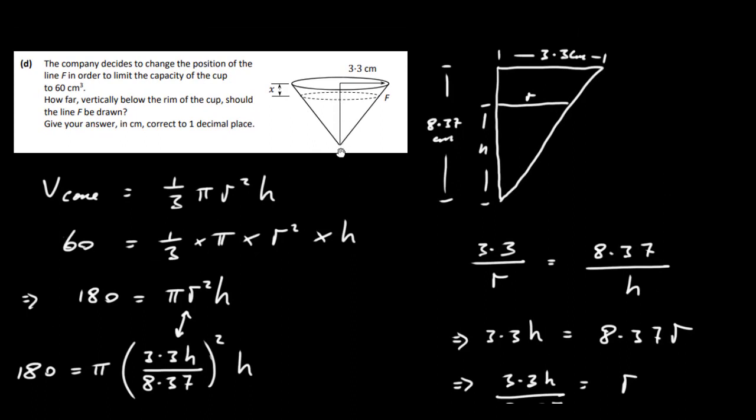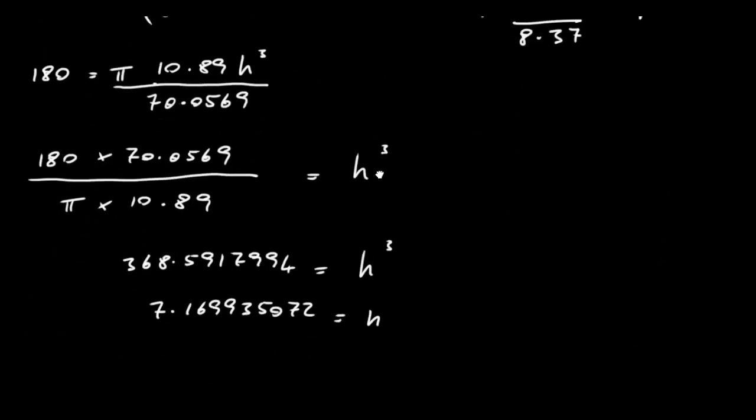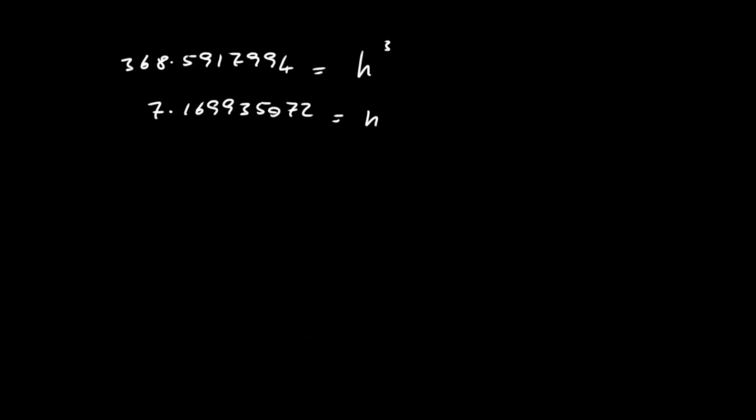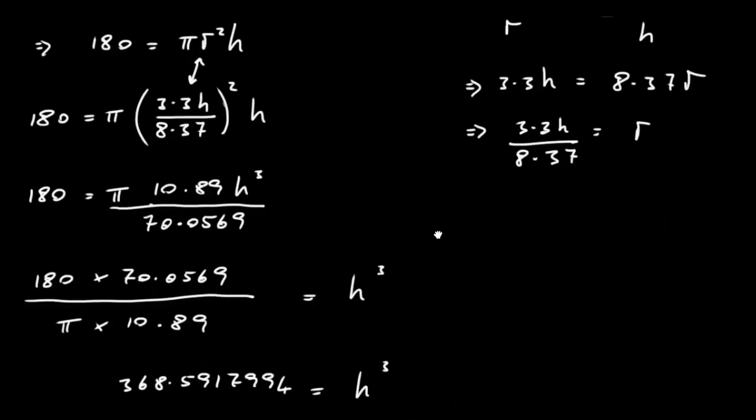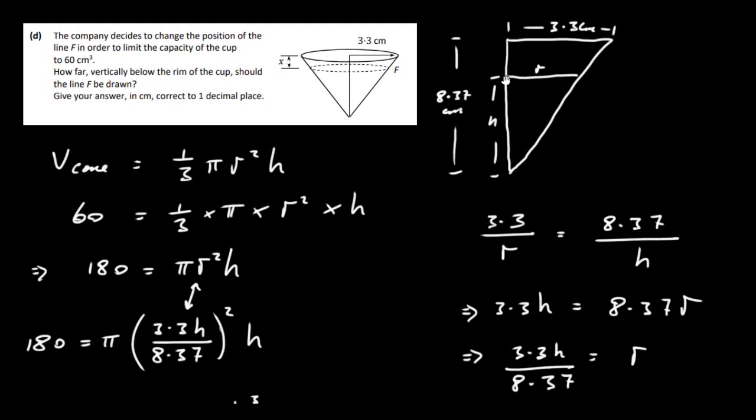So what were we actually asked? We were asked to find how far vertically below the rim of the cup should the line F be drawn. So we actually have to find this part here. So I'm going to take 8.37, subtract the answer that I just got, and that will give me this distance here. So we have 8.37 subtract 7.16993572. I don't really need all these decimal places, but that will finally give me 1.2 centimeters, to one decimal place. So in other words, the distance from here to here to one decimal place is 1.2 centimeters. Okay, that's it for this question.